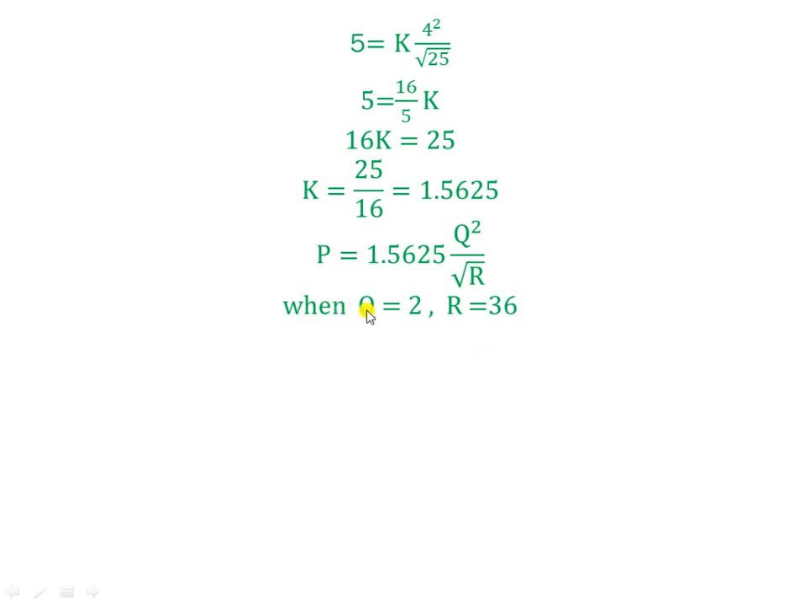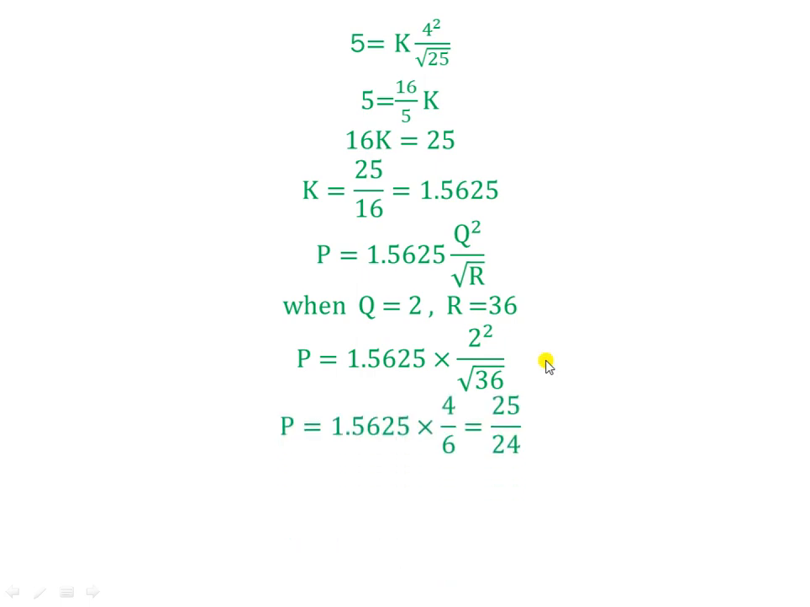Remember, they gave us q as 2 and r as 36. So when you do the substitution again, where there is q, we are going to put a 2, and where there is r, we are going to put 36. We shall be looking for the value of p. So it means p is going to be 1.5625 times 2 squared, because we had q but squared. Then square root of 36, because we had the value of r as 36.